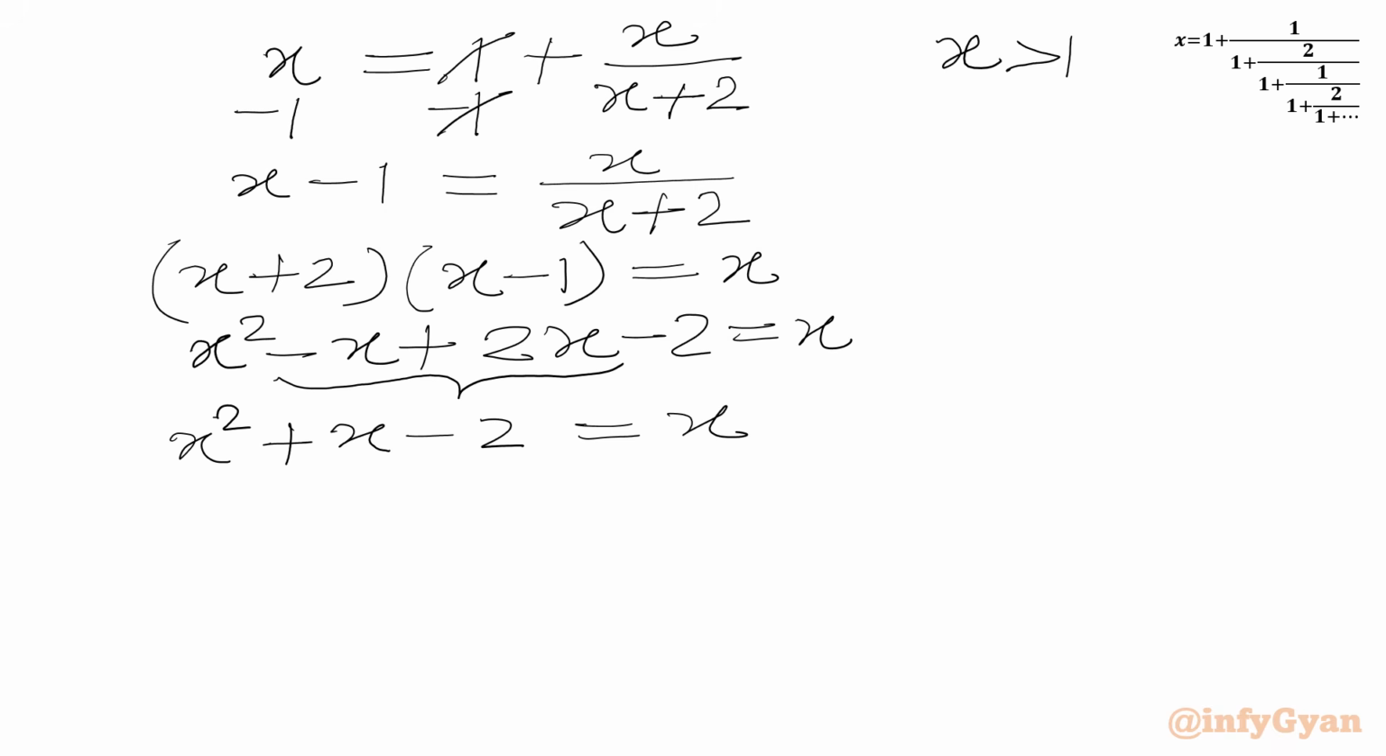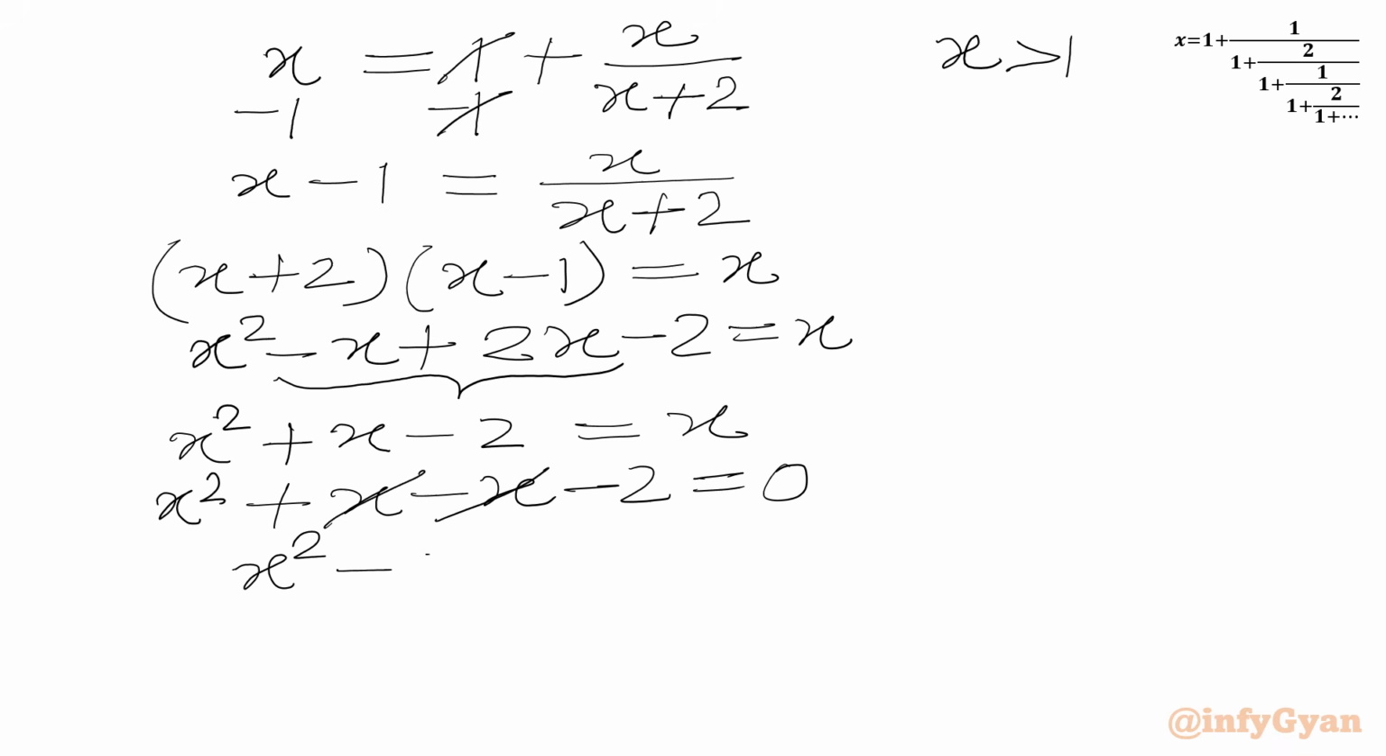Now we will take all the terms to the LHS. We will get x square plus x minus 2 minus x equal to 0. So we will cancel plus and minus x from the LHS. We will write here x square minus 2 equal to 0. Now we will add 2 to both sides. x square will become 2.